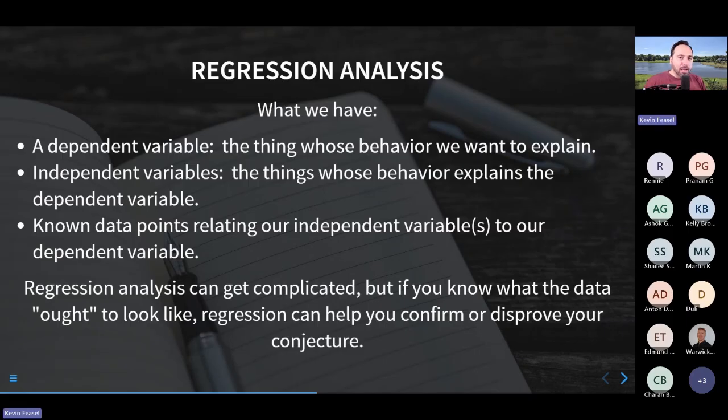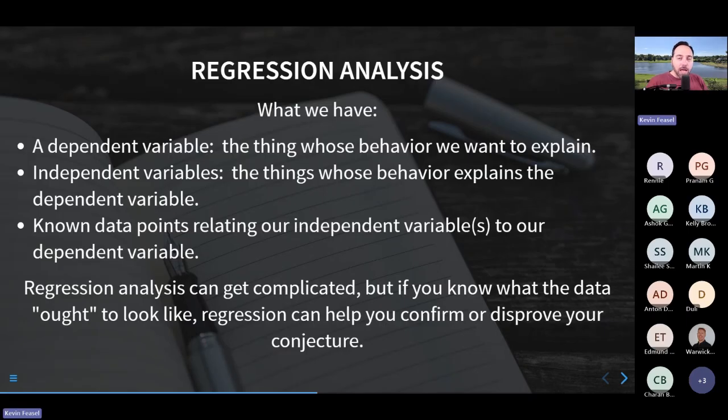And then we need data points that relate those independent variables to the dependent variable. So we need to have information. If we think number of miles driven is a key factor, we're going to need to know number of miles driven for that time frame. And if it's on a per bus basis, which we would expect, we would need to know number of miles driven per bus per significant time period.